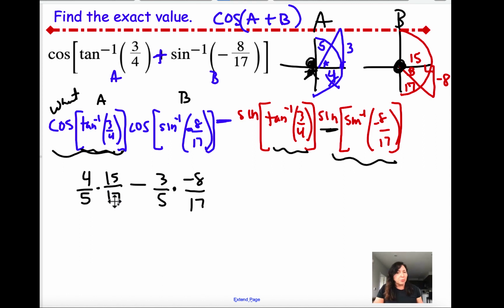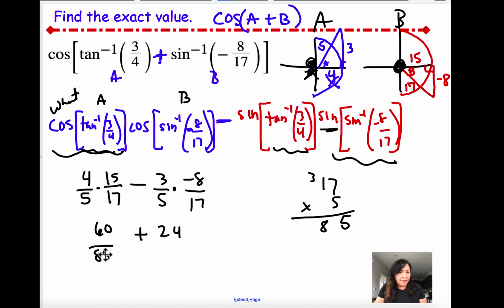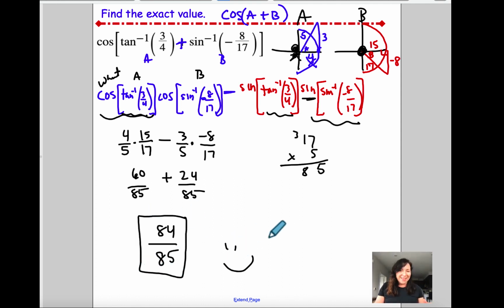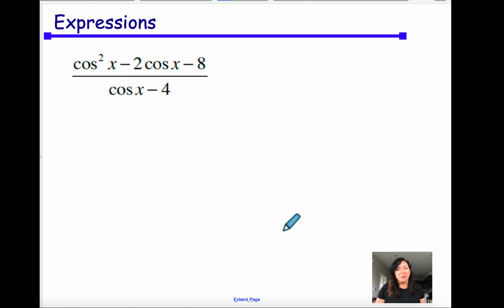So now I just have to multiply, right? 15 times 4 is 60. This is minus negative 24, which makes plus 24. And then 17 times 5, 5 times 7 is 35, add 3, we get 85. So this is over 85. And so 60 plus 24 is 84 over 85. And so that's my final answer. Right on. Very tricky. Okay, we're going to move on to expressions.